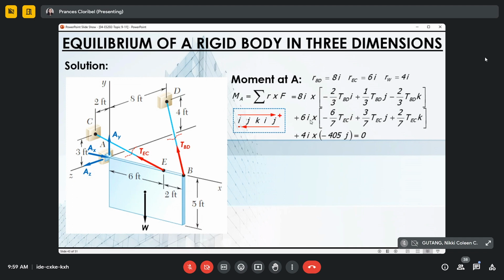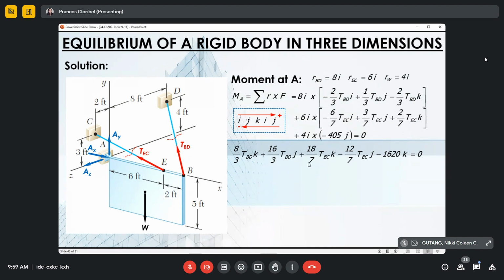Now, i times i is 0. i times j, i to j going to the right, is positive k. So 8 times 1/3, that is 8 over 3 for BD, k. i times j equals k. Next, i times k, going to the left, is negative j. Our magnitude is also negative, so negative times negative is positive: 8 times 2/3, positive 18 for BD, j.